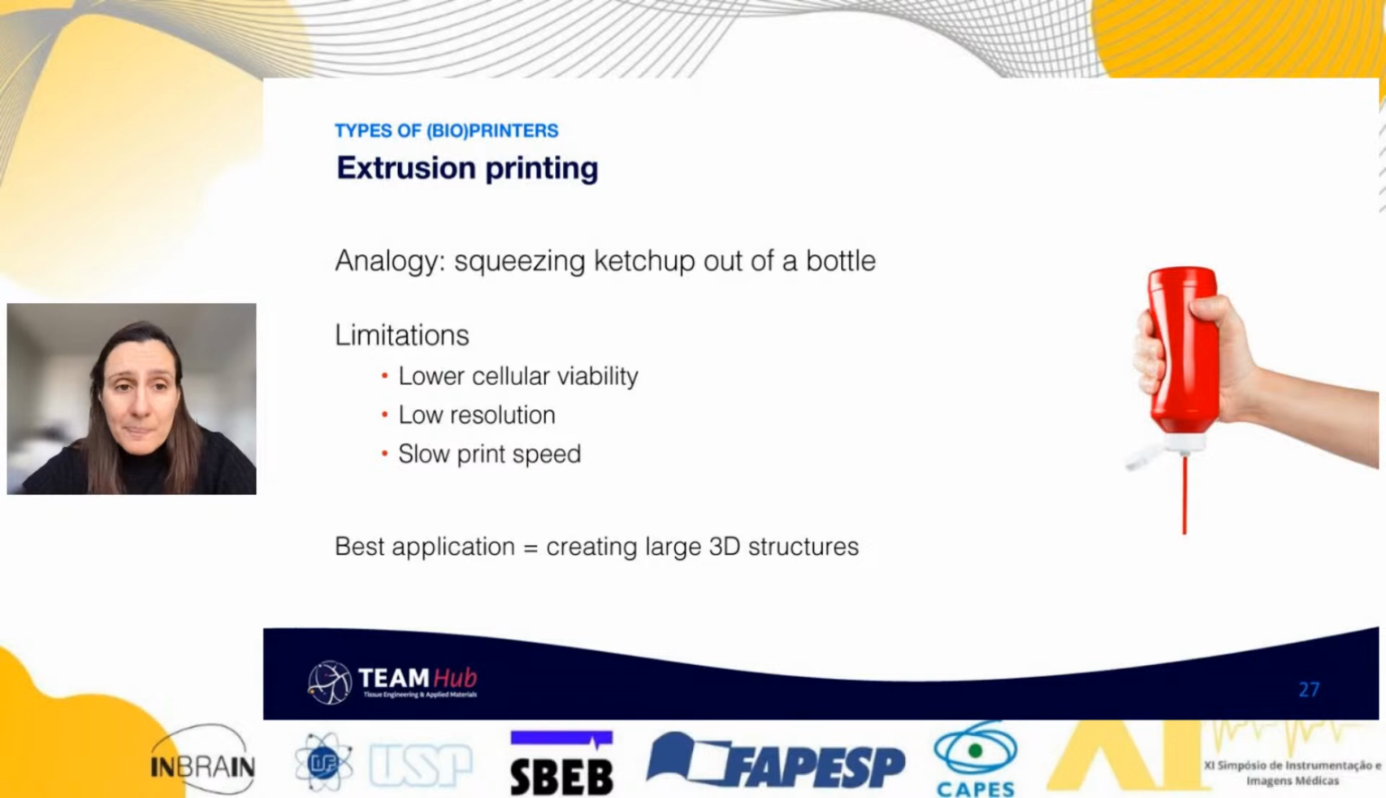So basically, when we talk about extrusion printing, just think about squeezing a ketchup bottle. That's basically the way it works. We have the polymer inside of a container, a reservoir, and then we apply some pressure, and the content is extruded towards the region that we want. There are some limitations with this technology, and one is related to lower cell viability, and I'm going to talk about that a little bit.